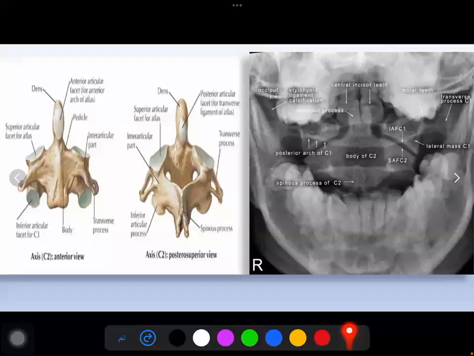This is the open mouth view. This is the C1 vertebra, and this is the C2 vertebra with the odontoid projecting within the C1. So this is the lateral mass of the C1, and this is the lateral mass of the C2 vertebra.